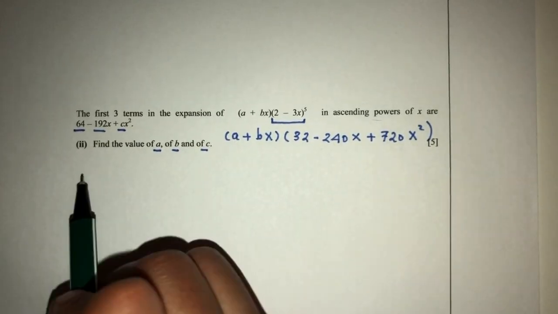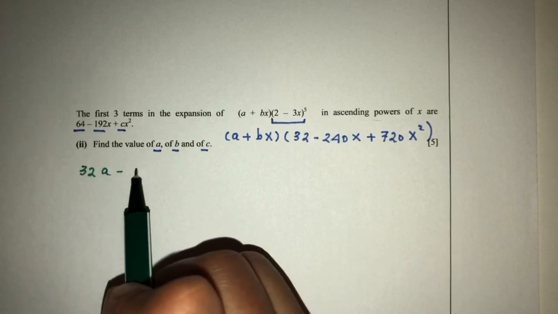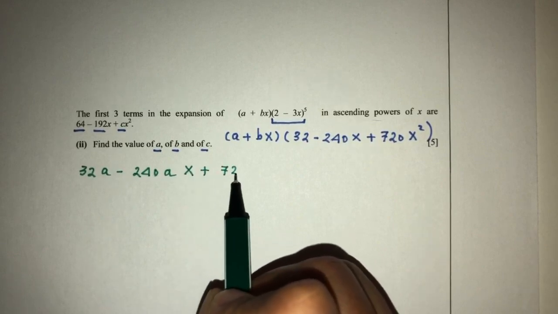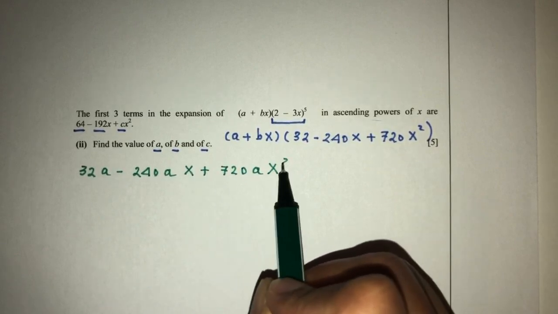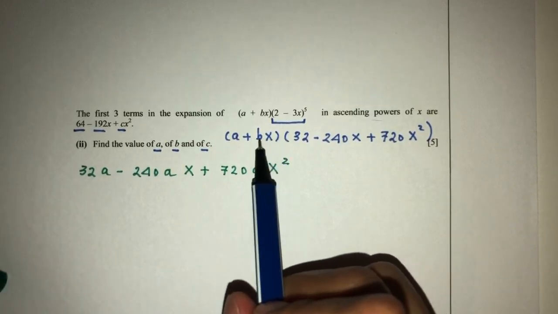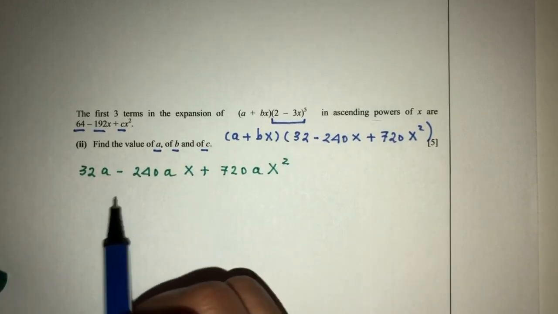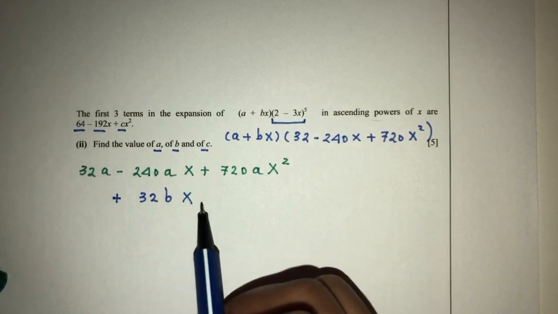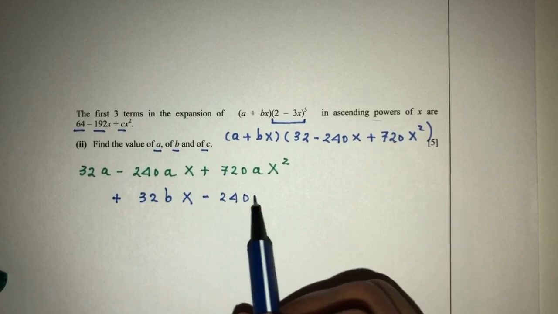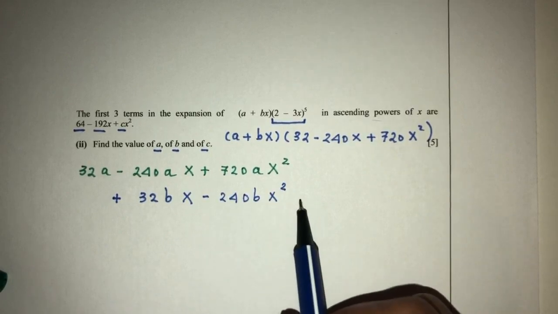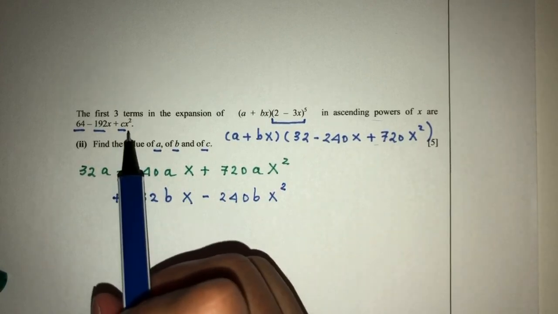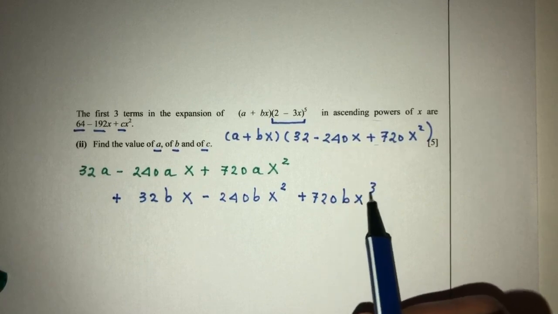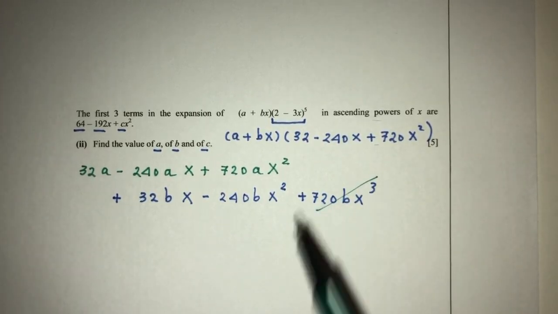So a times this will be what? 32a minus 240ax plus 720ax squared. Now for this one, plus bx multiplied by this will be plus 32bx minus 240bx squared. Of course, we don't need this one because, as you can see, we have no use for the term in plus 720bx cubed. There's no need for this one.